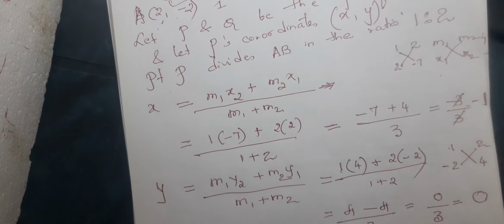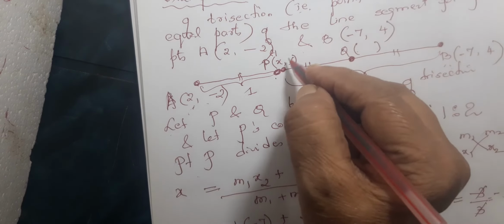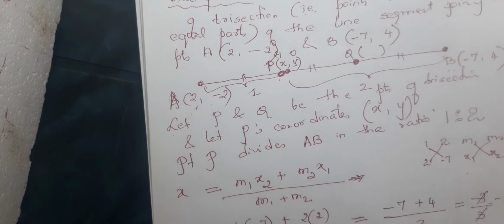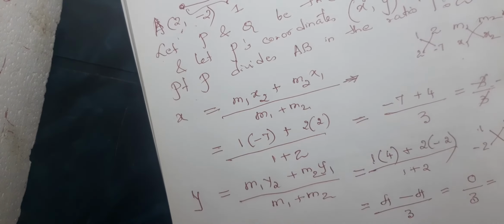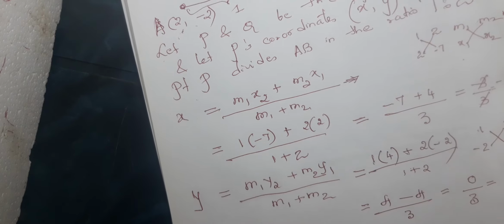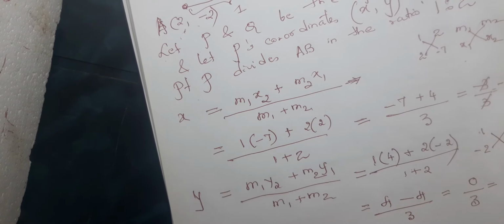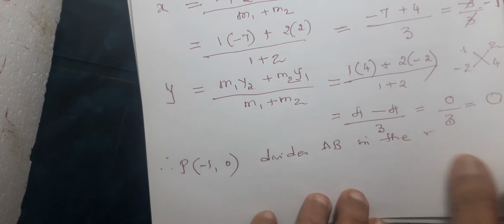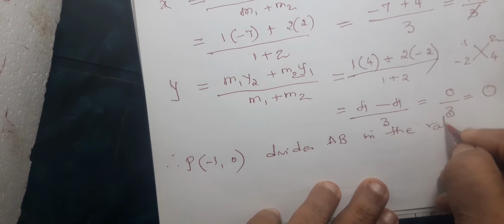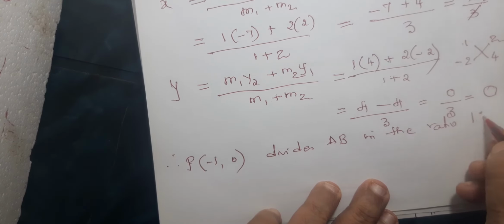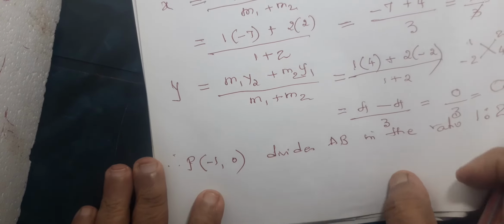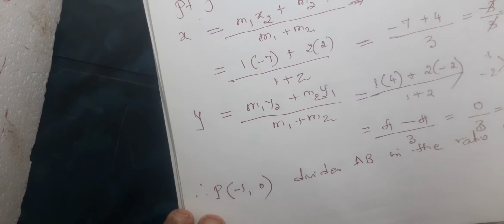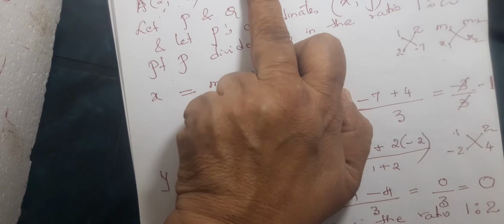So finished. We have got the coordinates of y. This coordinate y also we got. So finished. So what we do? Therefore, point P minus 1, 0 divides AB in the ratio, hope you can see, in the ratio 1:2. Now this is one way. We have already got the coordinates of this, no?